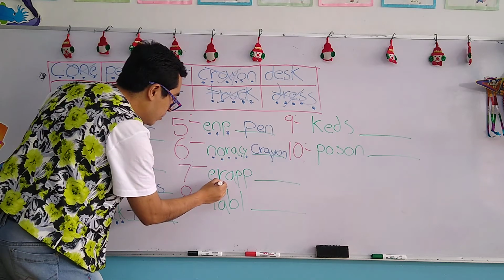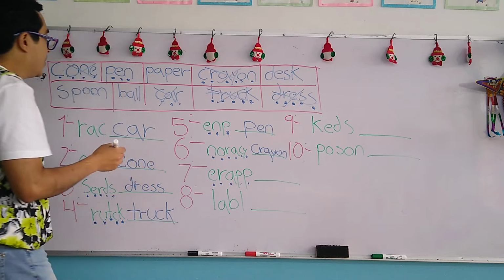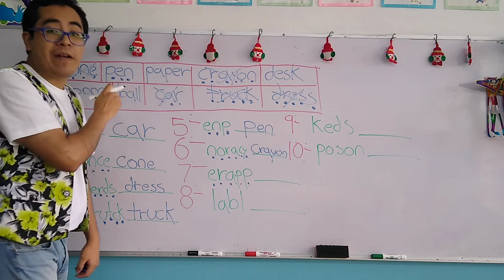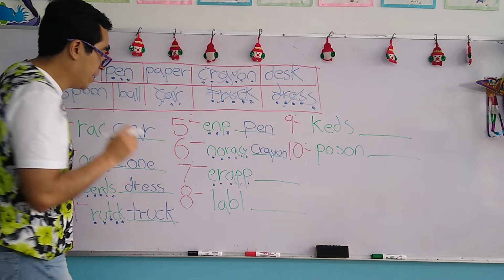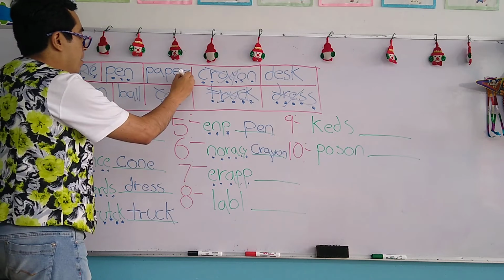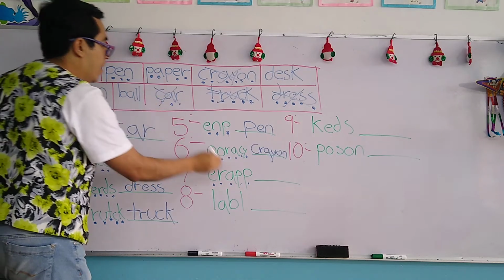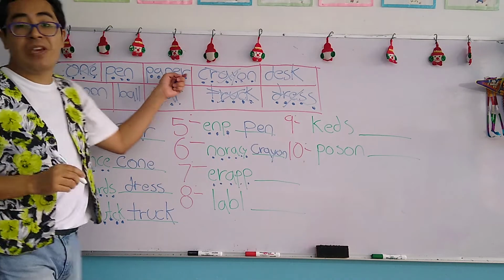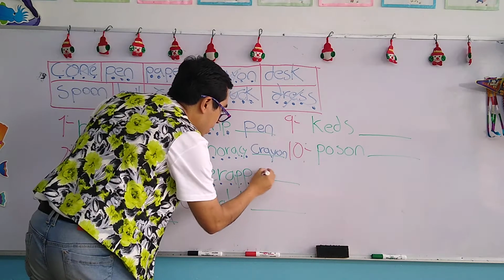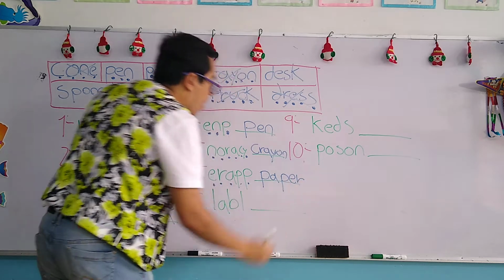We have 5 letters. Let's see. Here we have 1, 2, 3, 4, 5 letters. Now let's see what letters are they. We have letter E, letter R, letter A, letter P, and another letter P. So this is it. This is the correct order. Let's write it. P, A, P, E, and R.